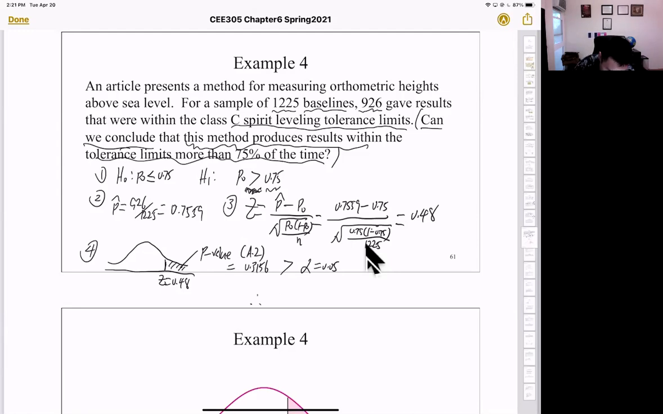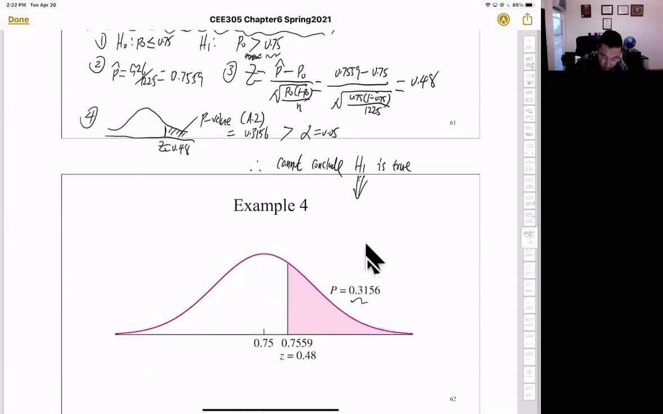So we cannot conclude H1 is true, and H1 is that this method produces result within tolerance limit more than 75% of the time. So we cannot conclude that this method produces result within limit of more than 75% of the time. Okay, so that's the procedure to do hypothesis tests. Again, the p-value is 31%, larger than alpha of 5%.